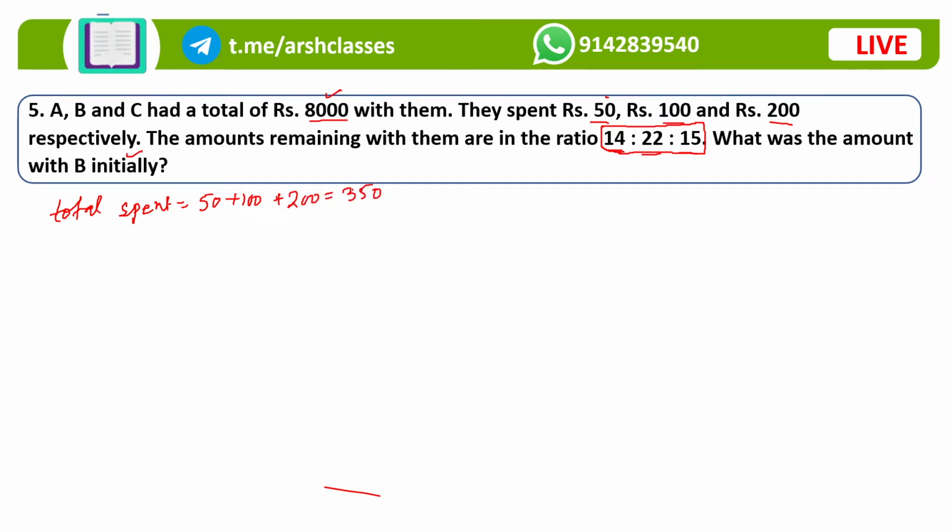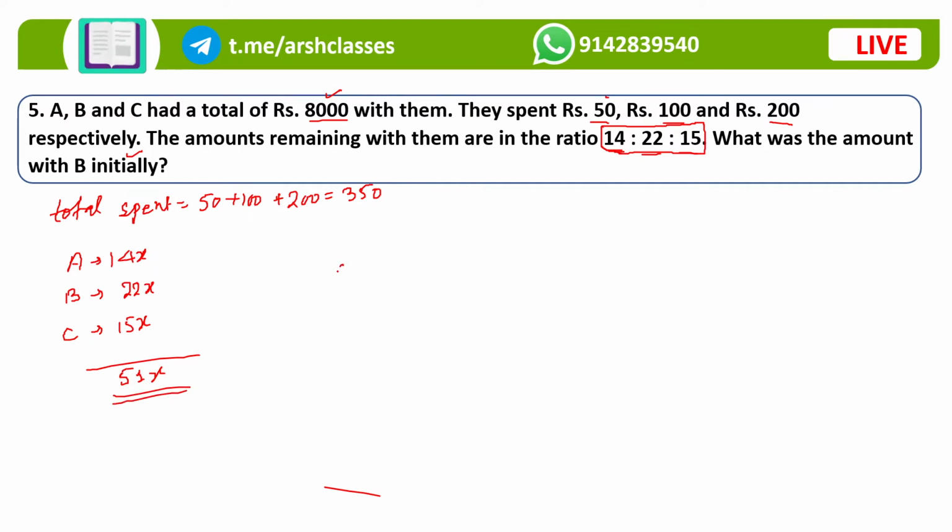Right guys? And here this is the ratio for A, B and C. So after we spend a total of 350, A will have how much? Can we say 14 times X? B will have 22 times X. And C will have 15 times X. Now the total of these three will become how much? So this is 51 times X, right? 7 plus 4 is 11 and 4 plus 1 is 5. So 51 times X.